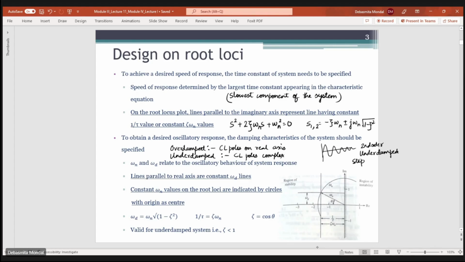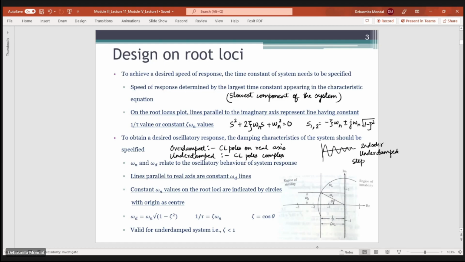Okay, and the constant omega n values are basically circles with the origin as the center, and the radius of that circle is given by omega n. So the lines which are parallel to the real axis are constant omega d lines. Lines which are parallel to the imaginary axis are constant zeta omega n lines, and the circles with the origin as the center and the radius as omega n will be constant omega n circles.